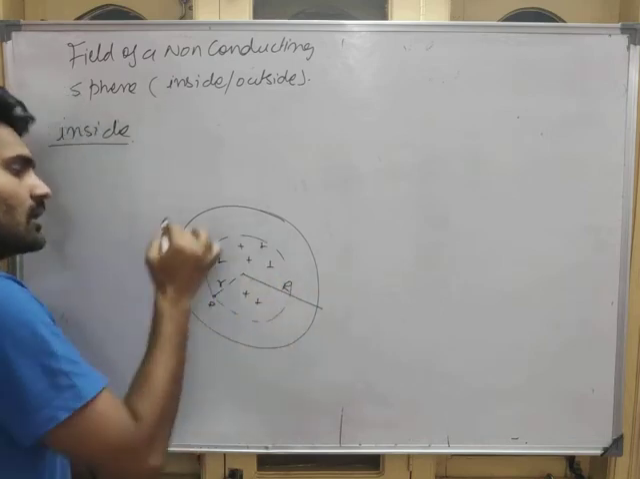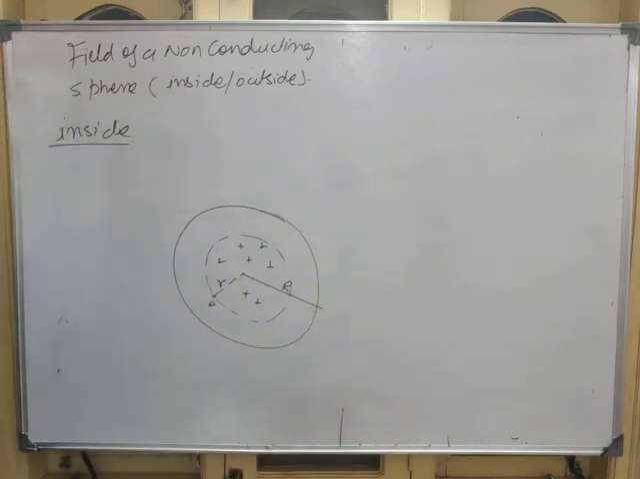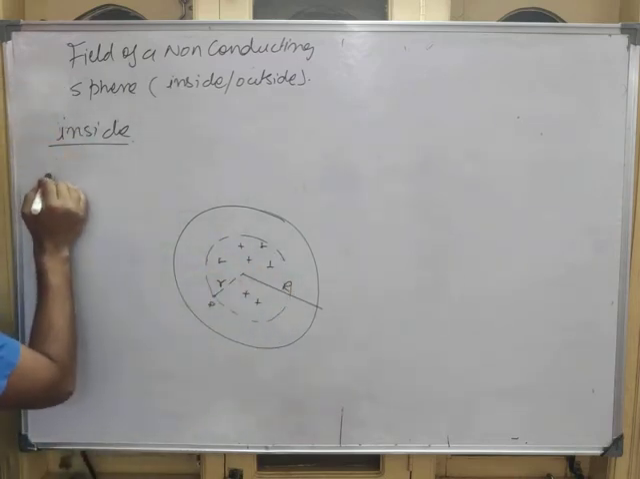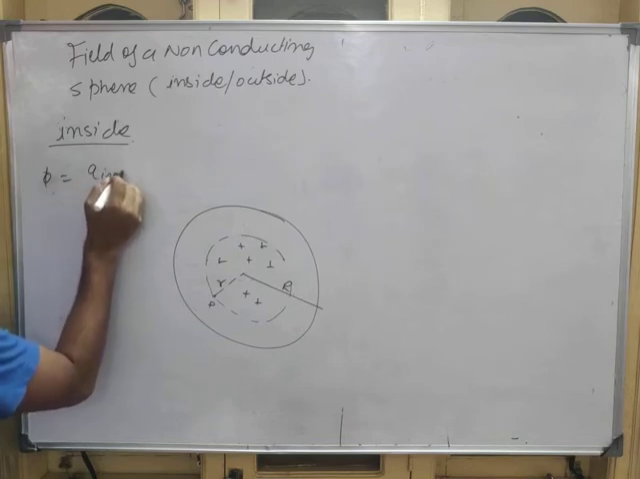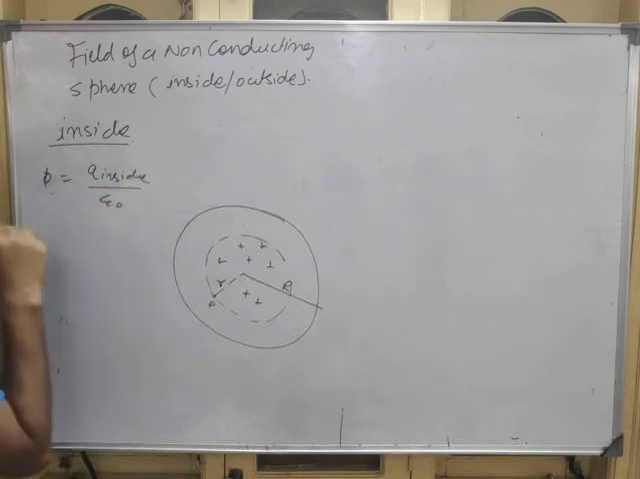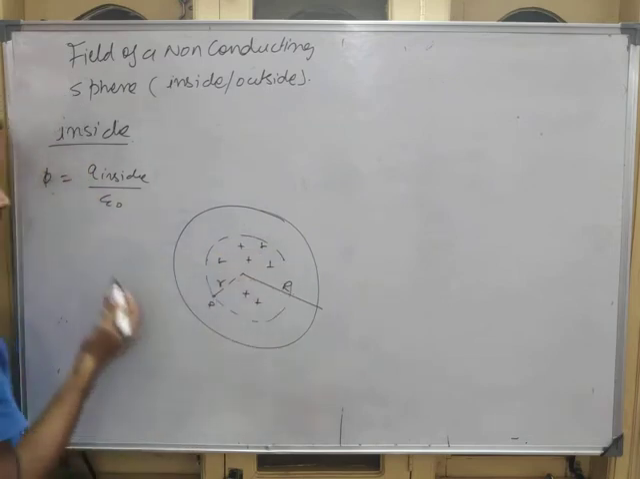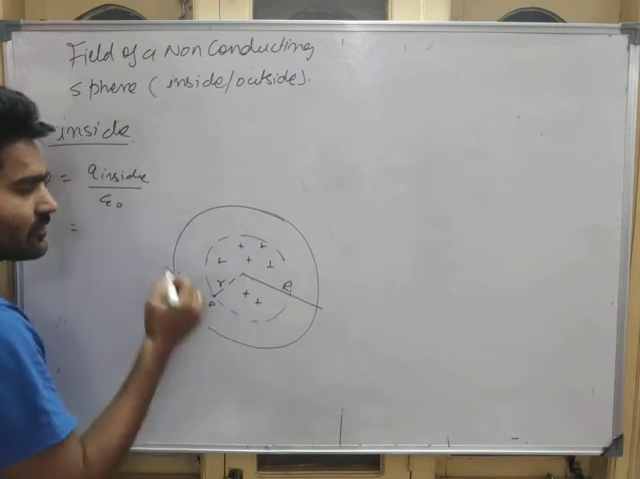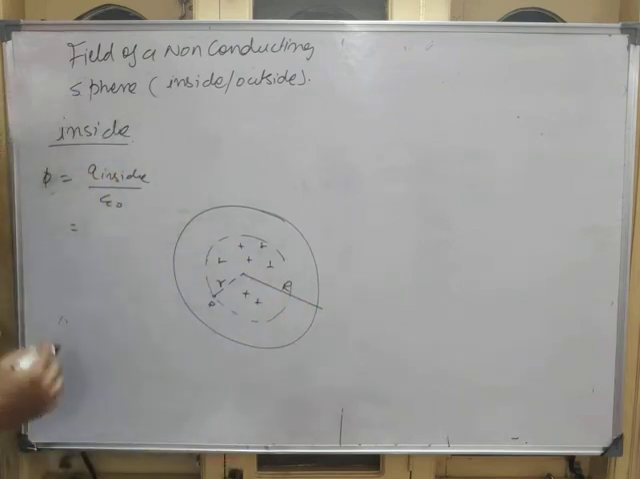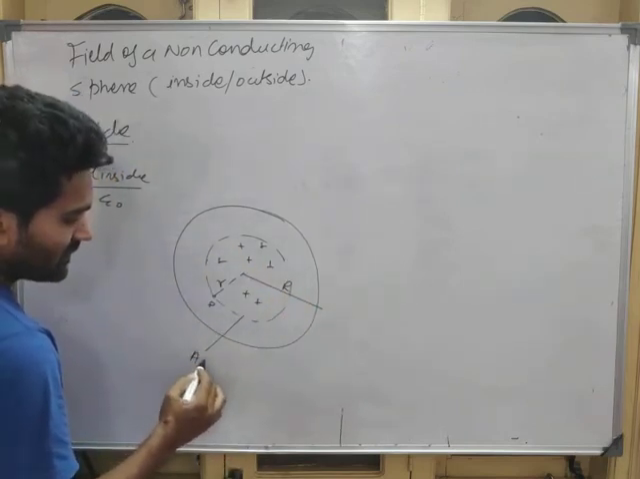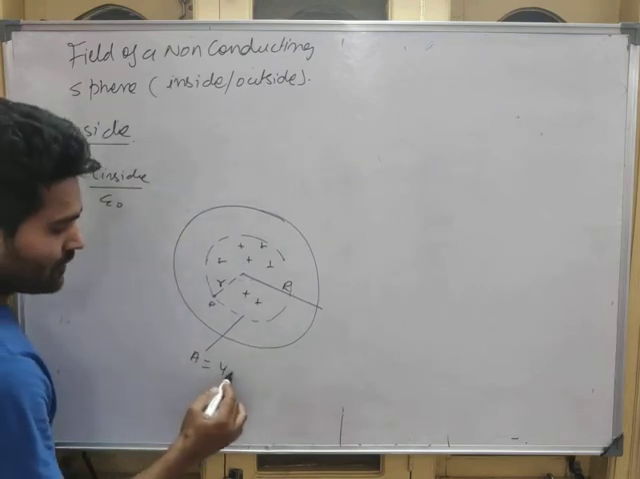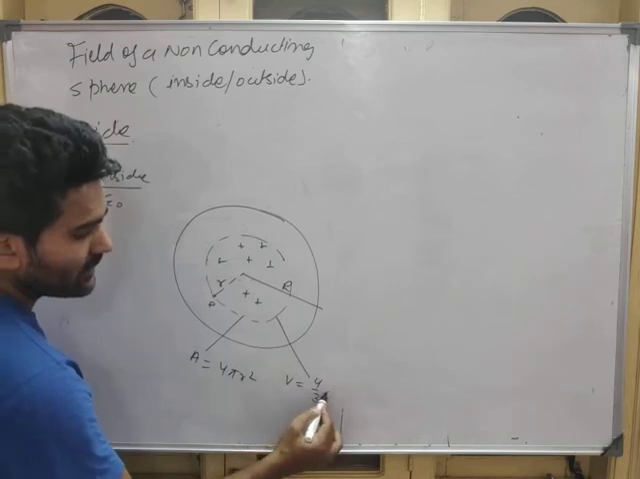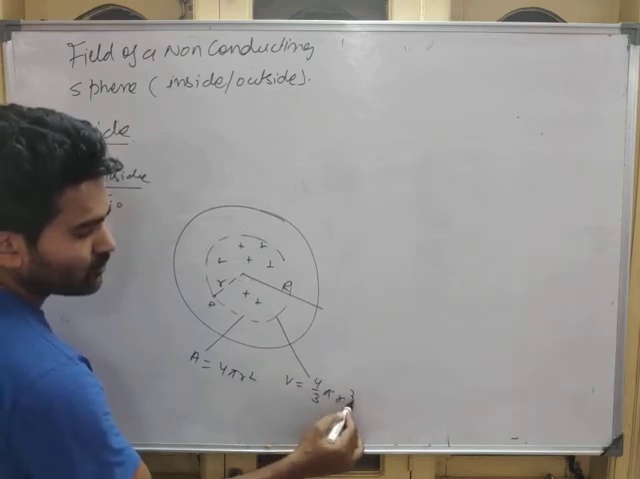I mean this imaginary sphere that we have made. So we again apply the Gauss law here. The Gauss law is: phi equal to Q inside by epsilon naught. Because we are applying the Gauss law on the inner sphere, we will take the outer area of the inner sphere. What is the area of this inner sphere? 4 pi r square, and the volume of this is 4 by 3 pi r cube, right?